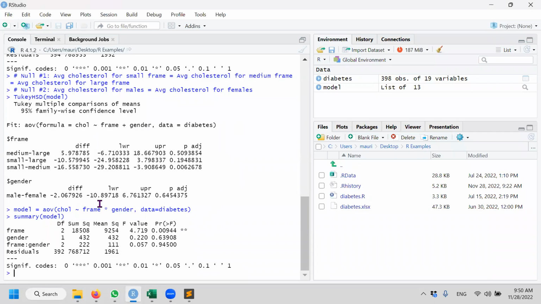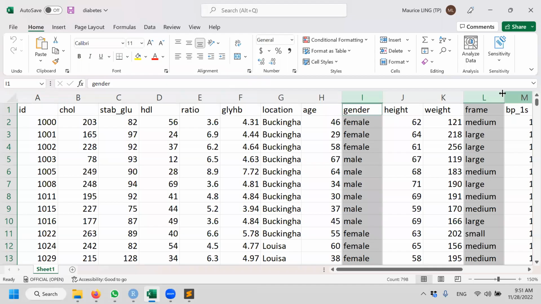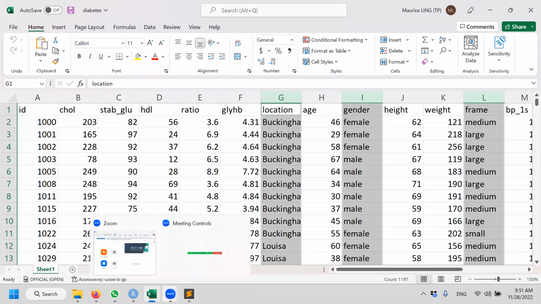Okay, so we have done our two-way ANOVA looking at average cholesterol level versus body frame and gender. So can we actually combine more than that? Can we actually combine body frame, gender, and location? Because all these are categorical data. So we have 3 body frames, small, medium, large, 2 genders, male and female, and 2 locations, Buckingham and Louisa.